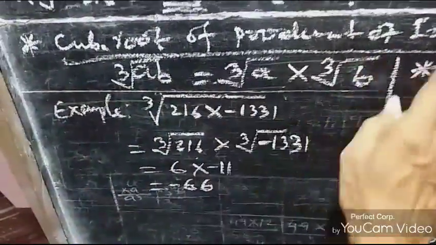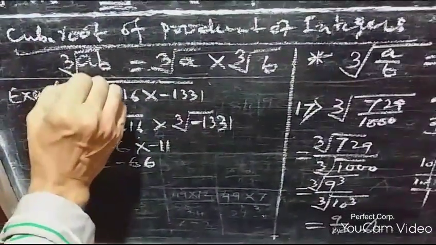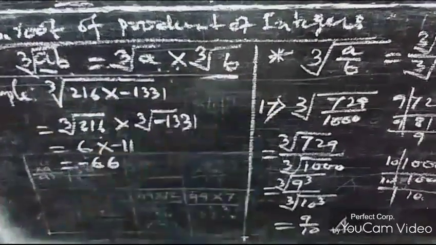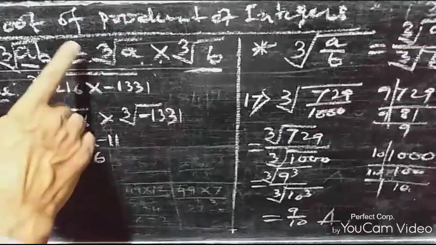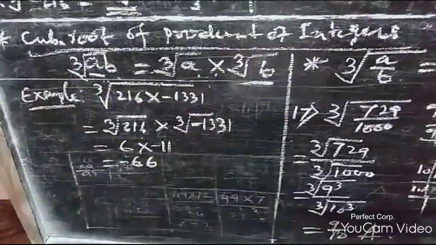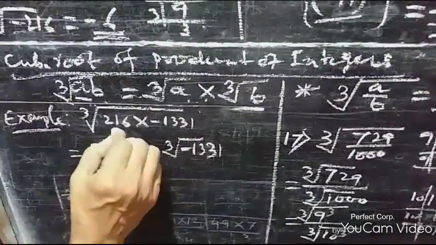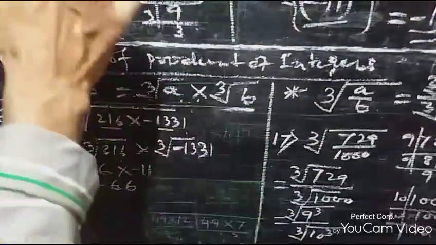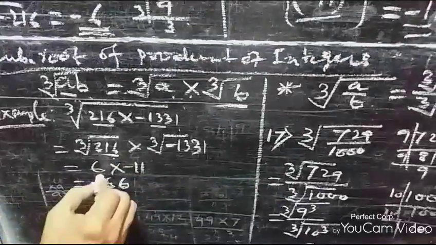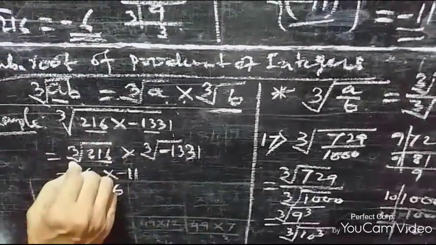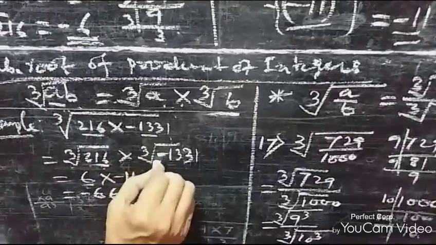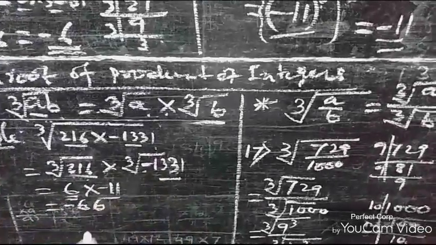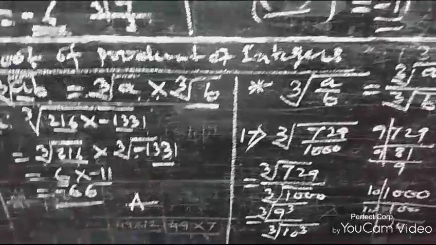Now the cube root of the product of integers. Suppose cube root of a into b, then we can express this as cube root of a into cube root of b. Now I am giving one example with the help of this formula. Just try to solve this: cube root of 216 into minus 1331. We have already done this. 216 also we have done, 216 is actually 6, and this is separated: cube root of 216 into cube root of minus 1331. Cube root of 216 equals 6, and cube root of minus 1331 equals minus 11. So your answer will be minus 66.